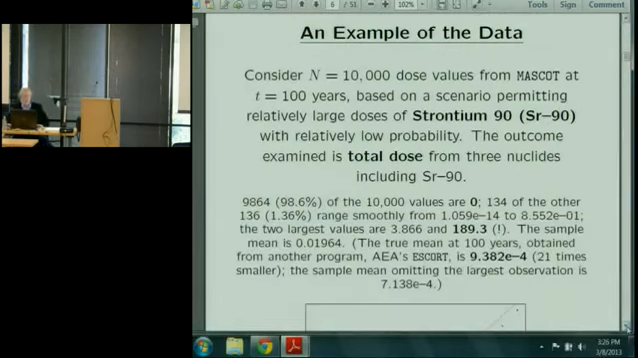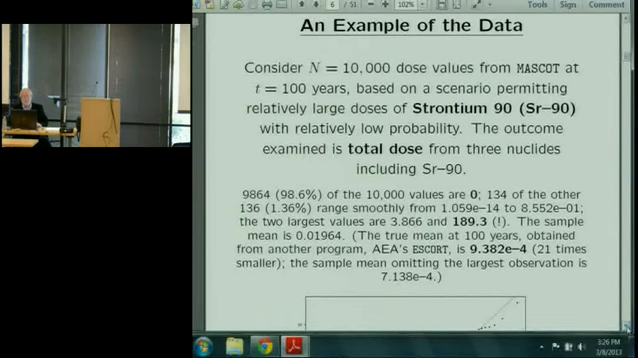I'll give you an example of the data, and once again, for next time, I'll post this data on the course webpage. We have 10,000 IID sampled values from Mascot, that program that AEA Technologies had written, at what would happen 200 years after you left the underground repository alone. This turns out to be based on a scenario permitting relatively large doses of a nasty compound called strontium-90 to occur with relatively low probability. So most of the time, nothing bad happens at all for the people on the Earth's surface, but every now and then you get a really big dose of radioactivity.